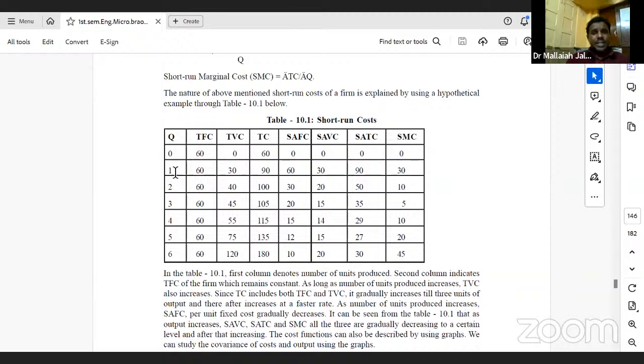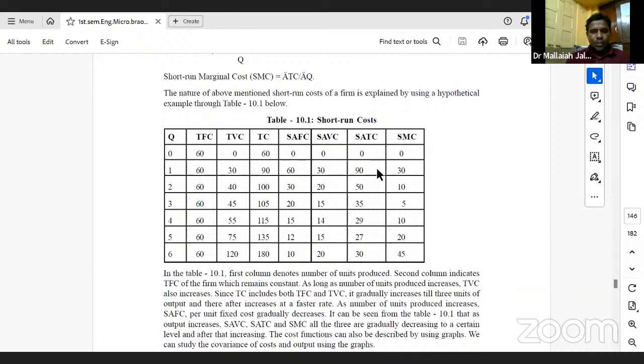of labor, here the total fixed cost is 60, variable cost is 30. When we add together, we get this 90. This average fixed cost is 60 because 60 by 1. This by this will get the average. So that is 60. Then how much is the variation from 60 to 30? That is 30, right? So this is variable cost.